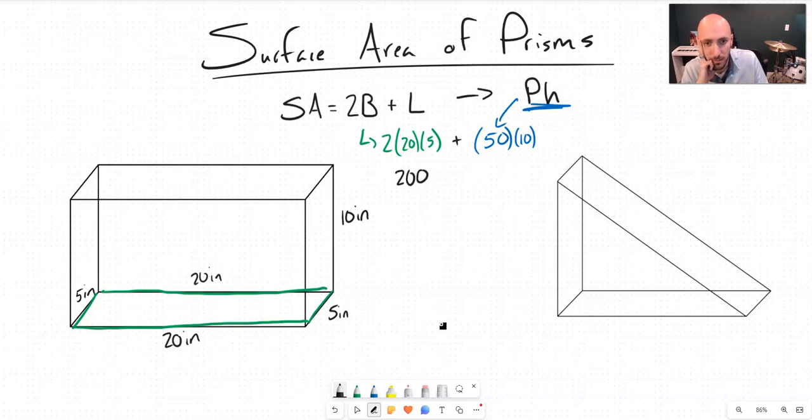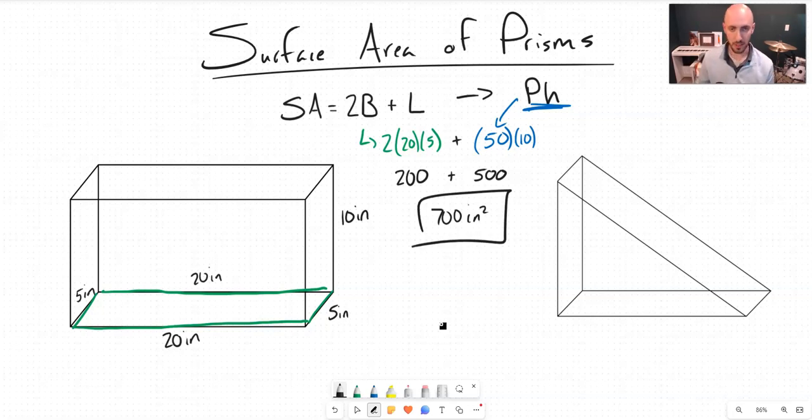So this is 200, the area of my bases together. Plus 50 times 10. 50 times 10 is 500. So that is my lateral area. And then I just add these together. 200 plus 500 is 700, and this is square inches.